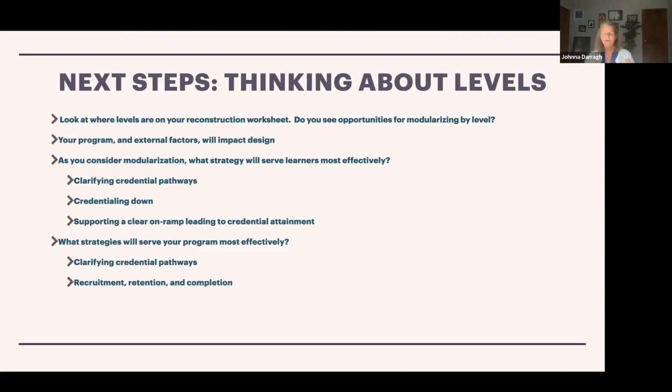So the idea of clarifying credential pathways, recruitment, retention, and completion, and really examining those things and seeing where you land. And your program, as it's designed right now, might be meeting those needs, but are there opportunities for development, reconstruction, modularization, et cetera? So comments or questions, insights people want to share regarding any of that?